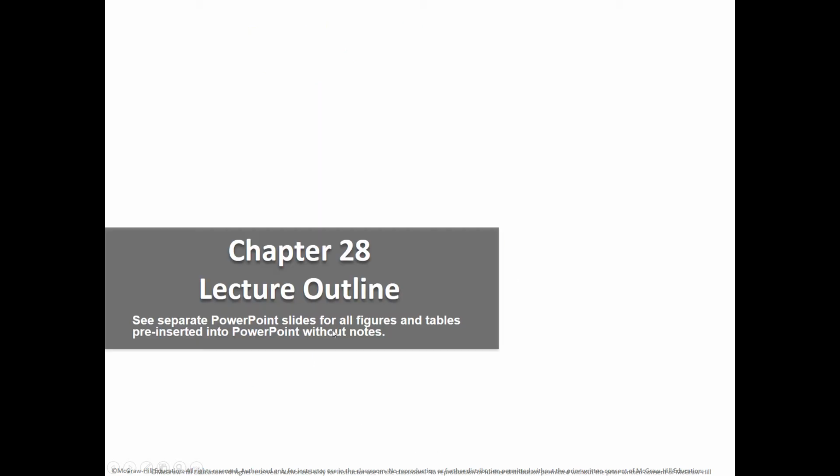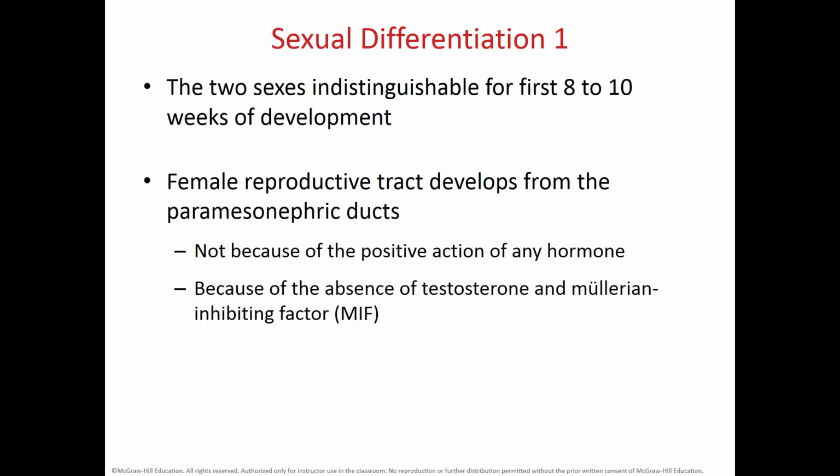Okay, so that's all for the male reproductive tract. Now for the female reproductive tract. So again, just as a reminder, between weeks 8 to 10, you cannot distinguish in utero whether it's a female or a male.